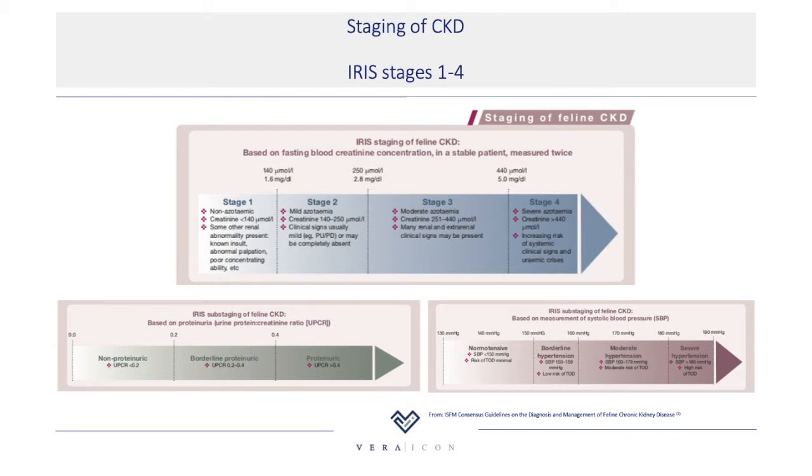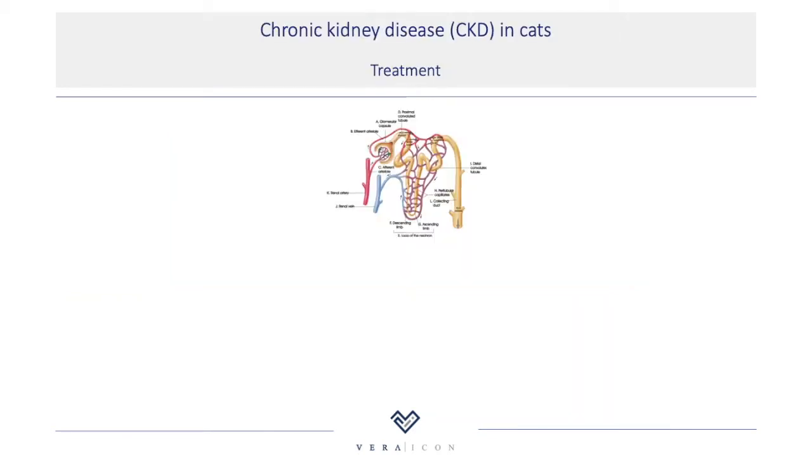And we look at systolic blood pressure as well. So there's substaging for systolic blood pressure, there's substaging for proteinuria, but the main staging is done based on serum creatinine levels, and now also with the help of SDMA blood levels. For more information, you can look up these IRIS guidelines on their website or on the paper that is mentioned here, and that has been published in the Journal of Feline Medicine.